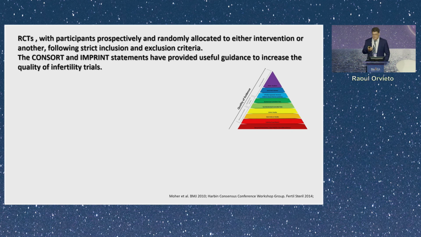Which kind of studies should we prefer? We know that RCTs, with participants prospectively and randomly allocated to either intervention or another, following strict inclusion and exclusion criteria, are the best to conduct. And there are the CONSORT and the IMPRINT statements that provide useful guidance to increase the quality of RCTs. The problem with RCTs is that they are very expensive, very complicated, and hard to conduct. And this is why we mostly report on retrospective and observational studies.